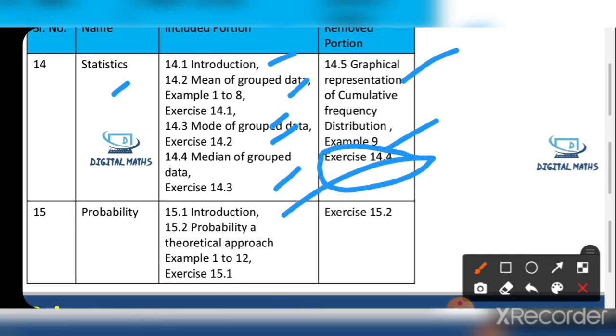Now in chapter number 15, probability: introduction, probability, a theoretical approach, example 1 to 12 and exercise 15.1 are asked in your exam. That is the included portion; the excluded portion is exercise 15.2. Your math subject contains 15 chapters, and I explained which is the included portion and which is the excluded portion in this video.